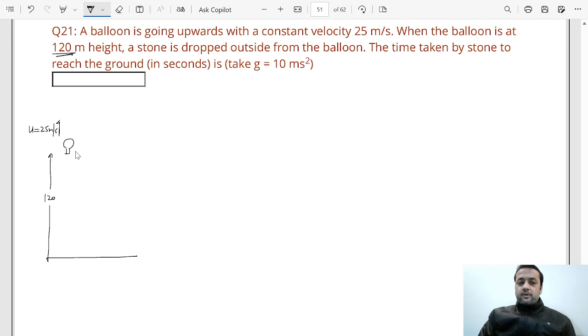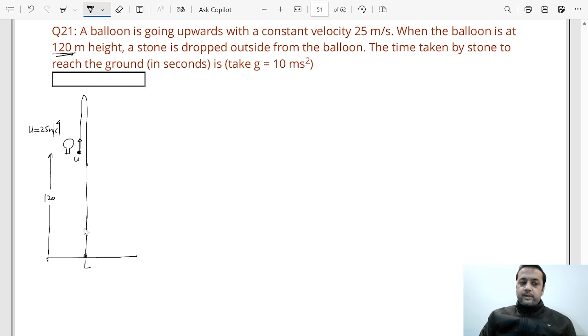Now from here a stone has been released. Look, whenever a body is released from a moving object, the body released acquires the velocity of the moving object. That means when the stone is released, it will also start moving up at a speed of 25 meter per second. It will start moving up at a speed of u, and now because of gravity it will slow down, and then it will stop. Then it will fall back on the ground.